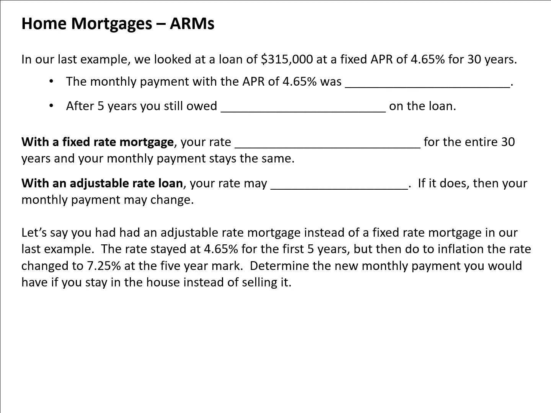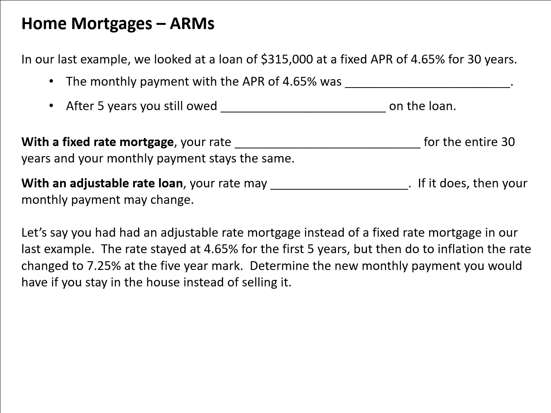Our home mortgage examples so far have all used fixed interest rates. What I want to do is look at one example with an ARM, an adjustable rate mortgage, where the rate may change. And I want to show you one of the things you have to watch out for with an adjustable rate mortgage. So we're going to use our last example to work this out.